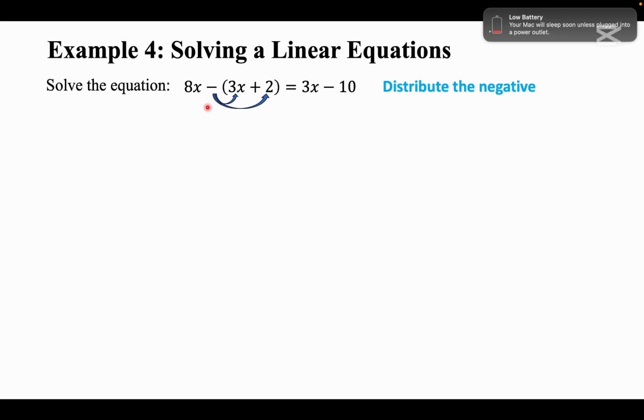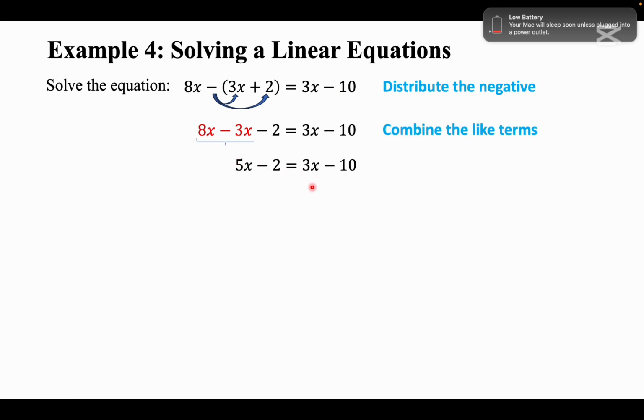Well, first thing we're going to do is distribute this negative symbol here into what's inside the parentheses. And what this does to what's inside the parentheses is basically change the sign, because you're doing negative 1 times 3x is negative 3x, and negative 1 times 2 is a negative 2. So you get this right here. And then we're going to combine the like terms. Well, we have 8x minus 3x. You're going to be left with 5x.